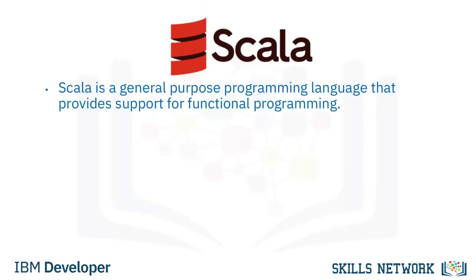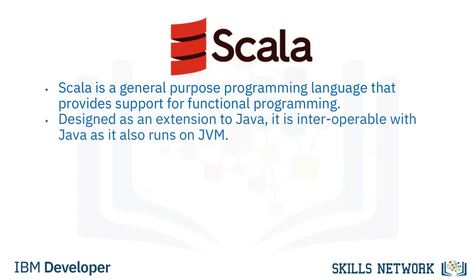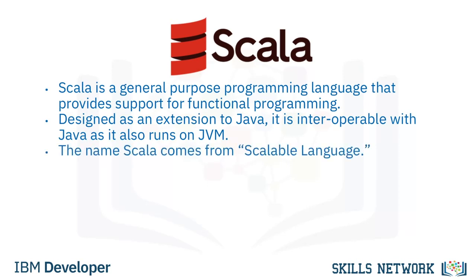Scala is a general-purpose programming language that provides support for functional programming and a strong static type system. Many of the design decisions in the construction of the Scala language were made to address criticisms of Java. Scala is also interoperable with Java, as it runs on the JVM. The name Scala is a combination of scalable and language. This language is designed to grow along with the demands of its users.